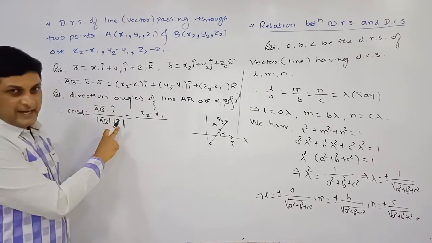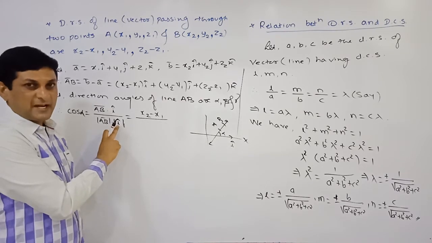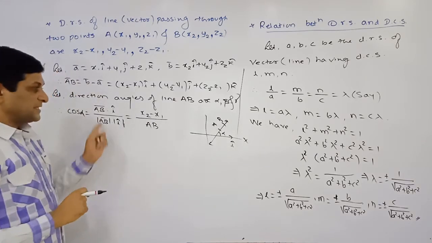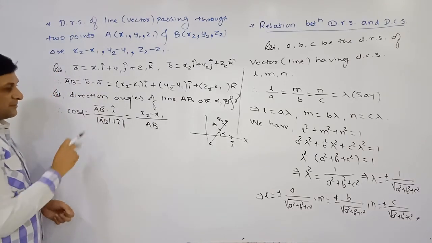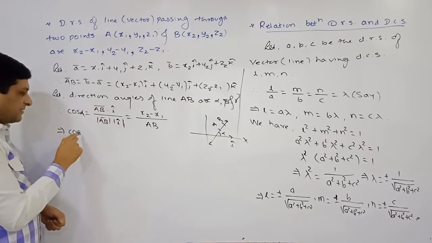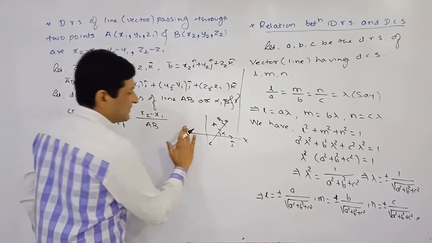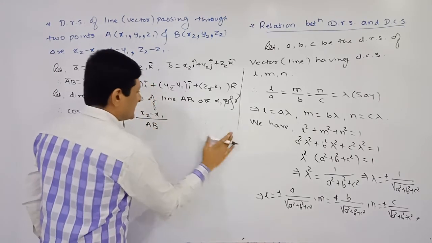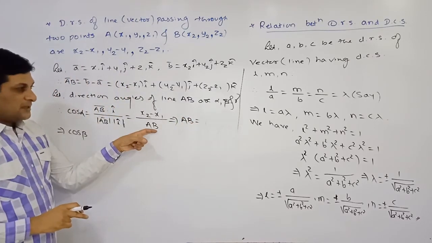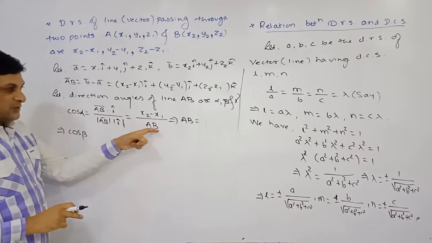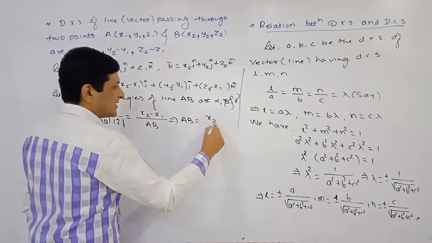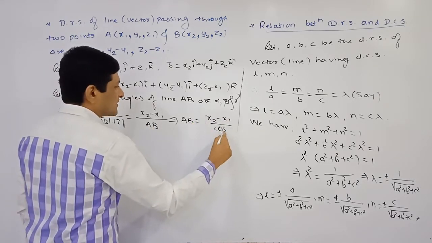In the denominator, i cap is a unit vector, so its magnitude is 1. And the magnitude of AB bar can simply be denoted by AB. So we get this result by using the dot product. Similarly, cos beta will be equal to, but before that, let us simplify this expression. We are trying to find the value of AB here. So AB into cos alpha equals x2 minus x1, and cos alpha will get divided on the other side. So the value of AB is x2 minus x1 upon cos alpha.